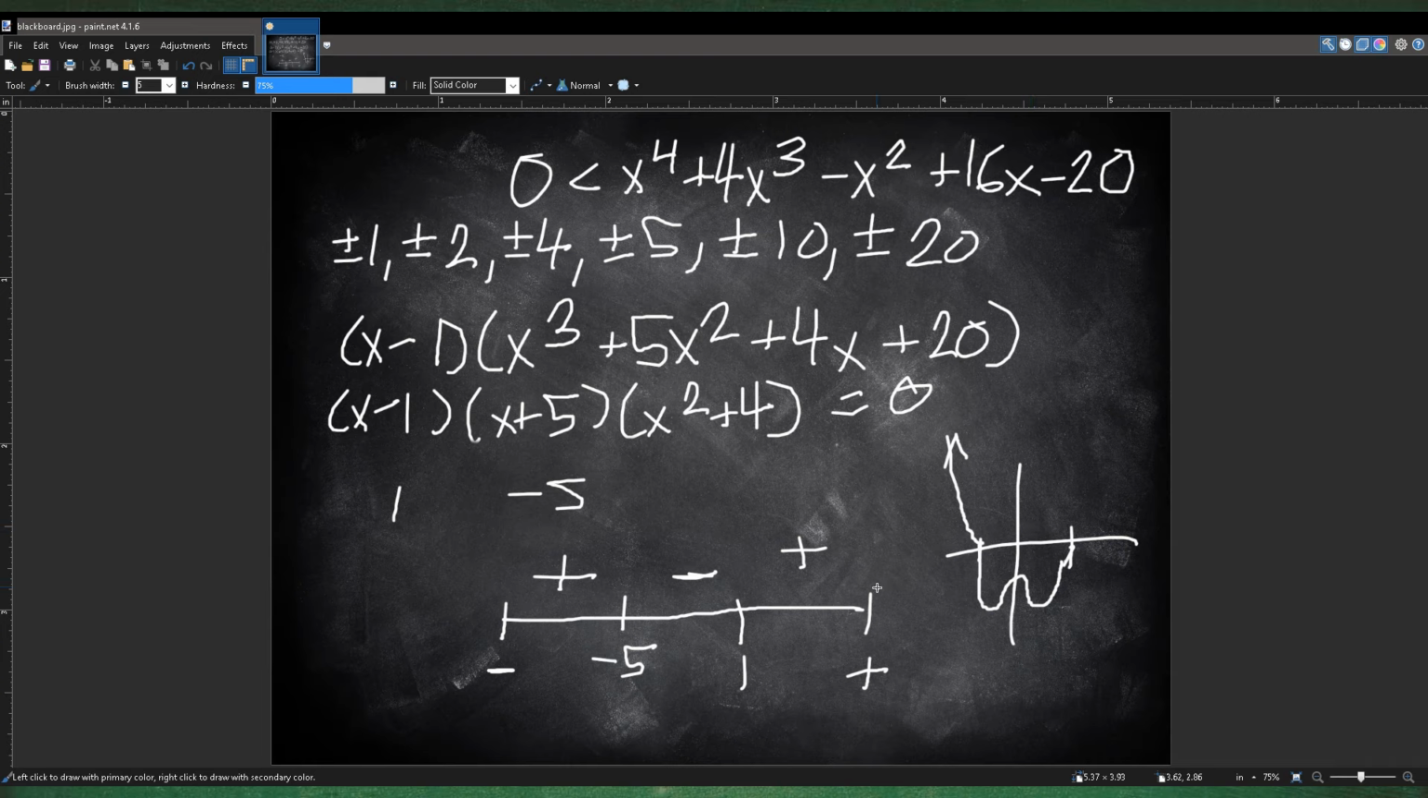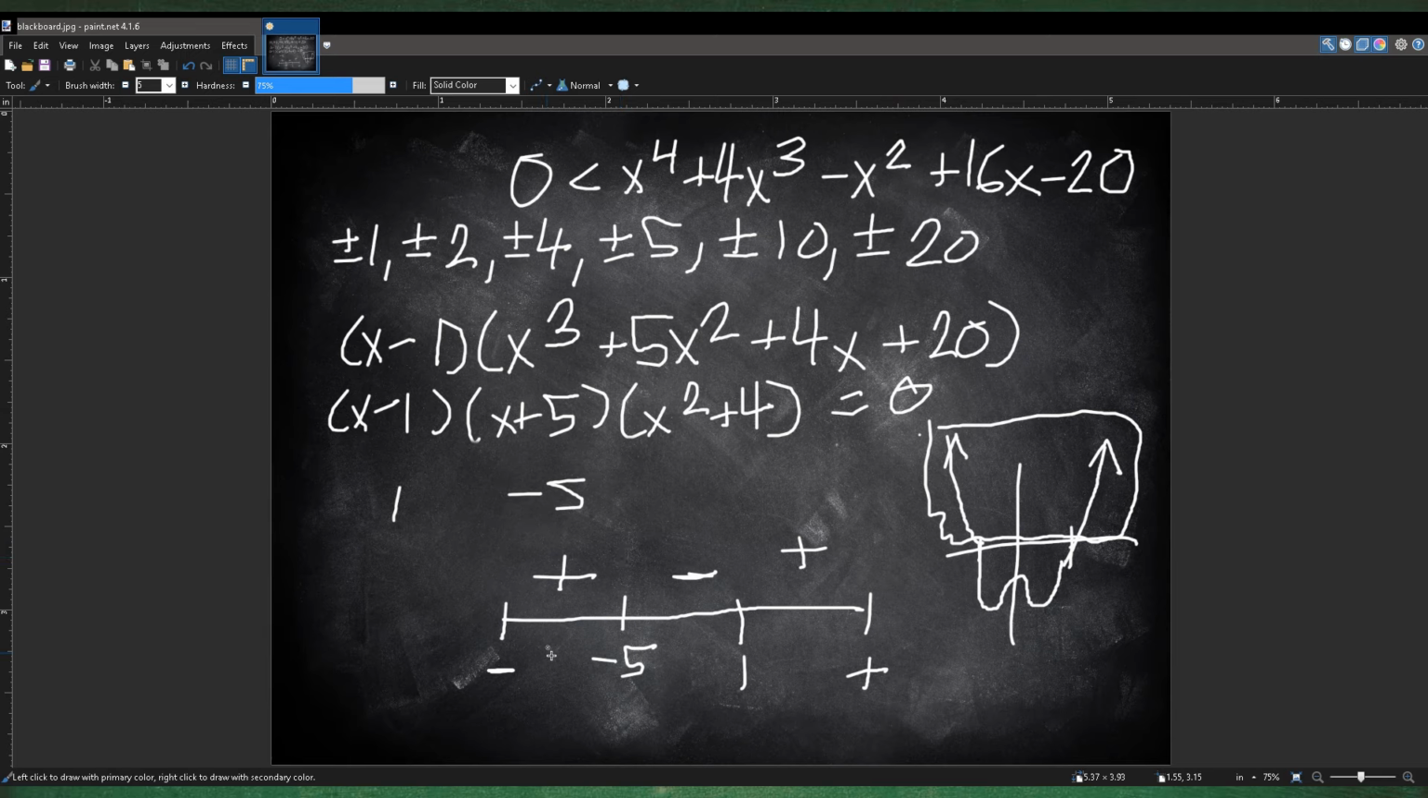But you can also just plug this in. If you plug in 0 here, that's 0, 0, 0, and that's negative 20, which makes sense. And then from 1 to positive, it's also going to be positive as it goes to a really big positive. So it's going to look something like this. So this graph is positive at this portion right here, which is already set by the sign chart, because you don't really have to make the picture.